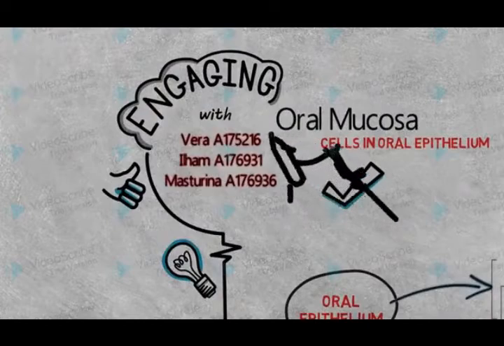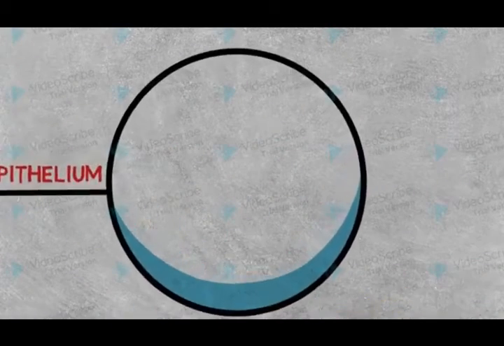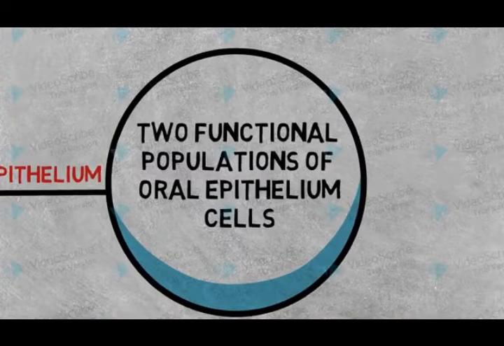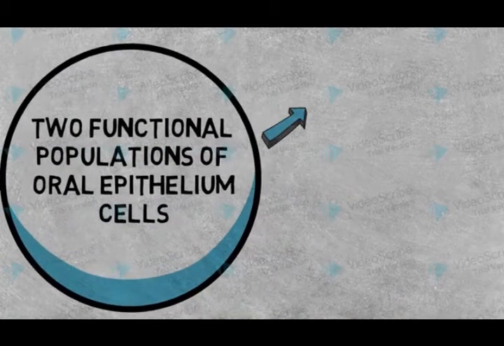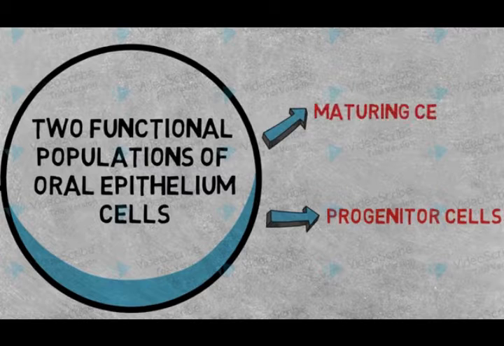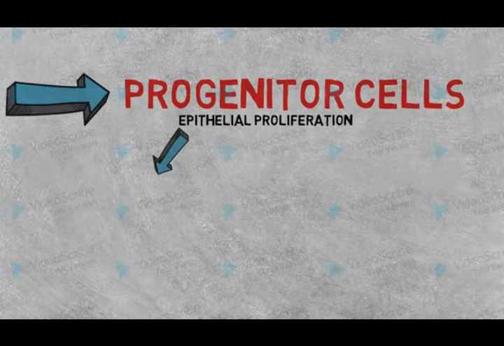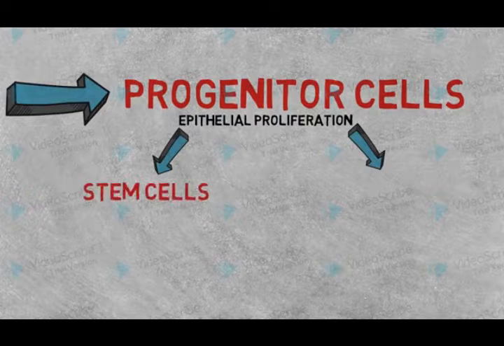The oral epithelium constitutes the primary barrier between the oral environment and deeper tissues. It is a stratified squamous epithelium consisting of cells attached tightly to each other, thus it can be considered to consist of two functional populations. A progenitor population, which functions by dividing and provide new cells, and a maturing population, which continually differentiate, forming a protective surface layer. Progenitor cells where epithelial proliferation occurs can be split into two, stem cells and the amplifying cells.